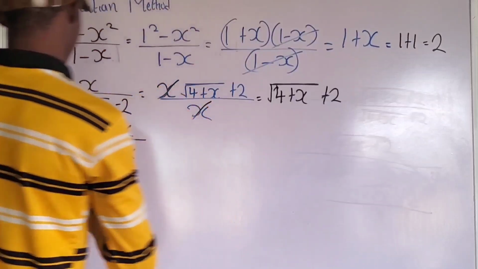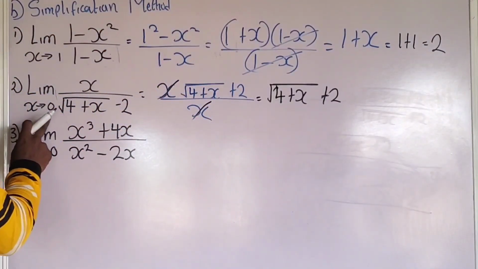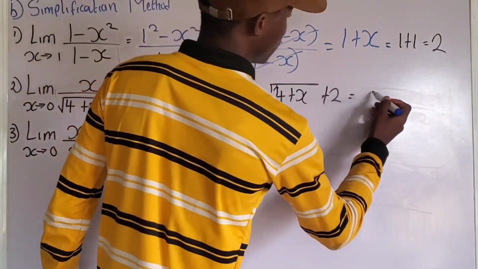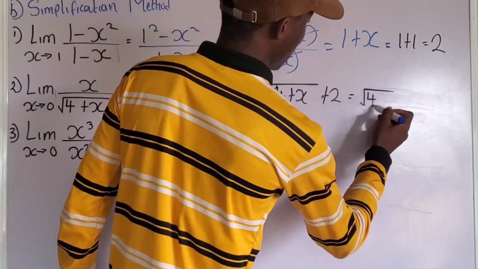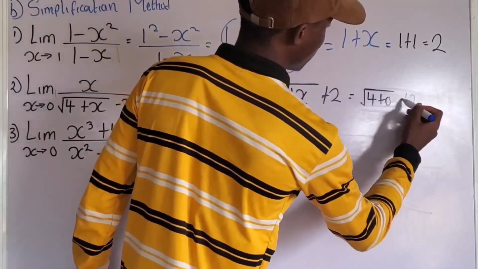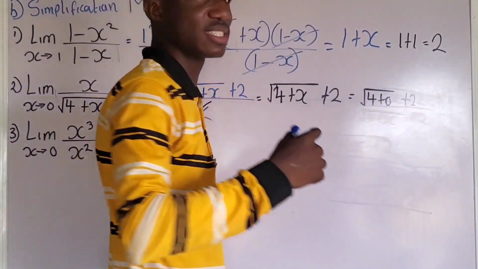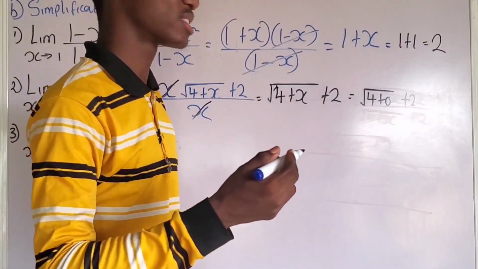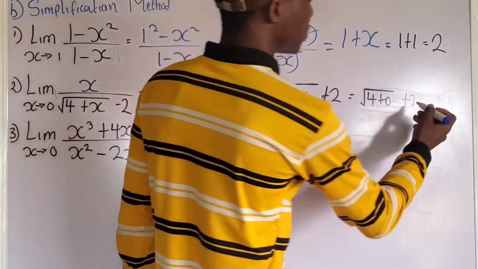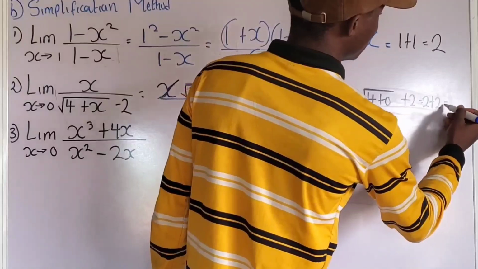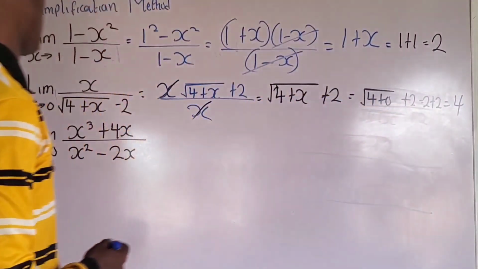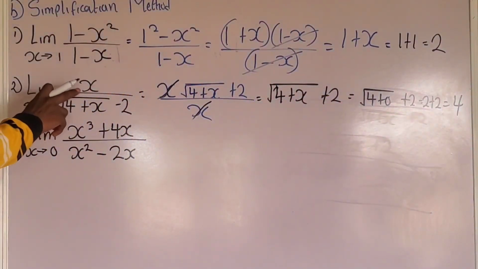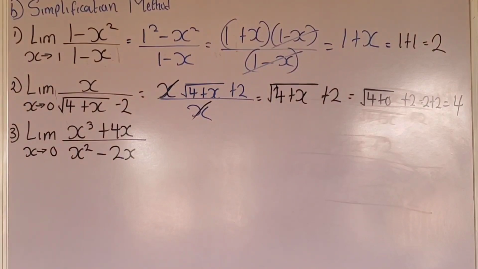Now, please pay attention. When x is 0, what are you going to have? You're going to have root 4 plus 0 plus 2. Now, root of 4 plus 0, that is what? Root of 4. Square root of 4 is what? Is 2. You understand? So I'm going to have 2 plus 2. And 2 plus 2 is what? Is 4. So the limit of this function as x tends to 0 is 4.